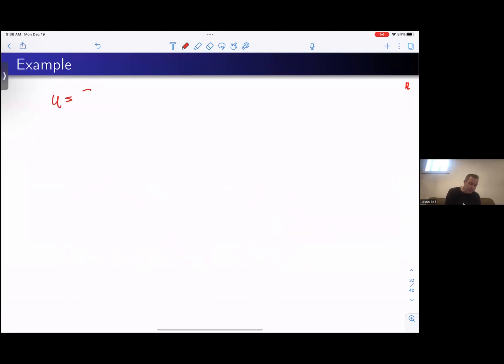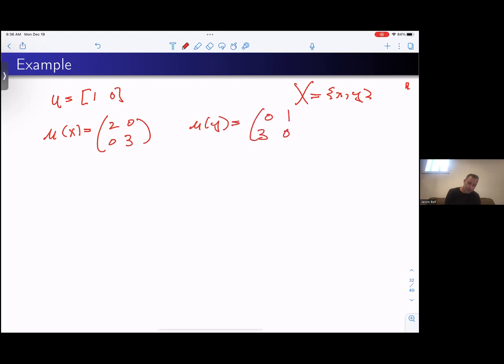Okay, so now I will do an example. Let me do the example we were doing before. Let's say our x is x, y, and mu of x is something like this. And let's say that v is 1, 1. If we look at the left linear hull, I think we started to work this out. We saw that we got 2, 0. Mu of y we said was what? It was 0, 1.